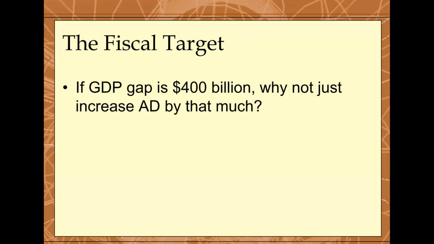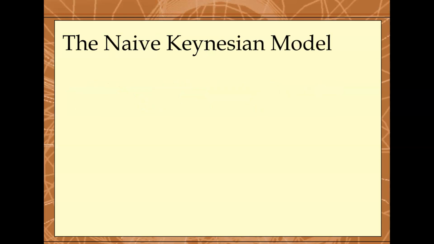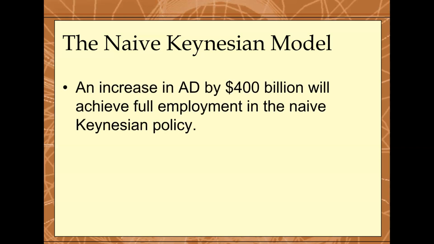So let's go back to our example. If we have a GDP gap, again, sometimes called a recessionary gap, of $400 billion, do we shift the AD curve by an amount of $400 billion worth of output? Well, if we did that, we would call that the naive Keynesian model. Why do we say naive? Well, an increase in AD by $400 billion will not be enough to get us to full employment.